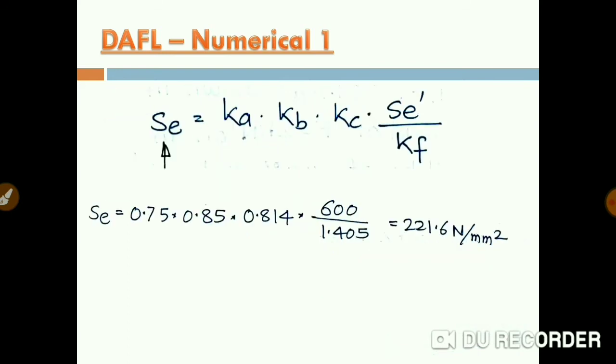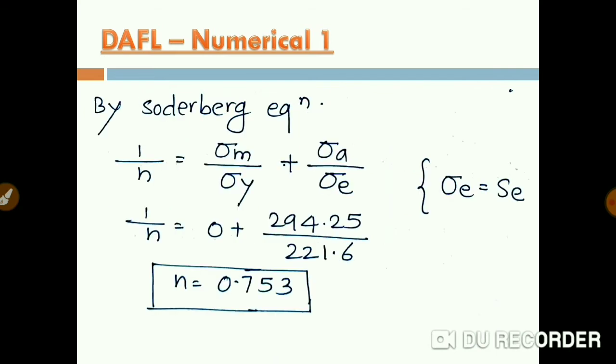Those values can be put in the equation to find the endurance limit for the component. By putting in all the values, we get the endurance limit as 221.6 Newton per millimeter square. Now by the Soderberg equation, the factor of safety can be obtained. It comes out to be 0.75. Let us move to the next problem.